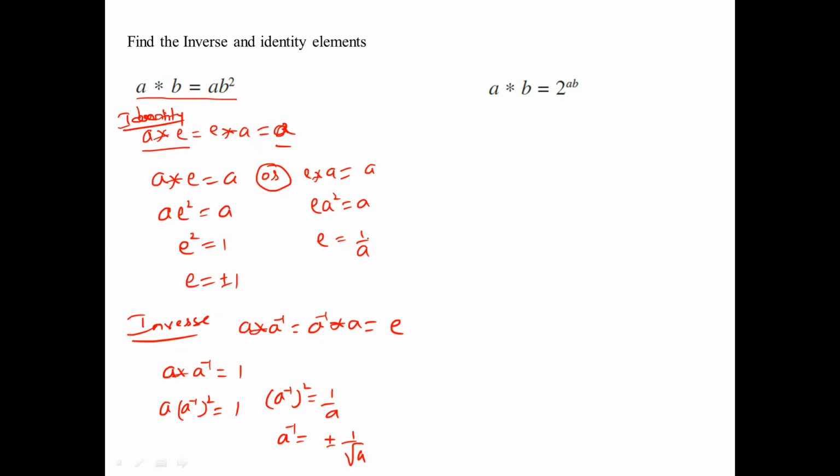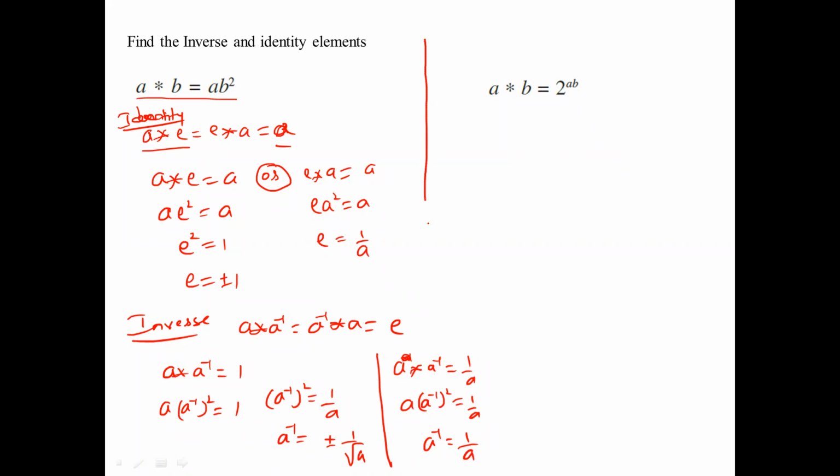Otherwise you can take the E value as 1 by A also. If you take E as 1 by A, what will you get? You can write this one also, fine. A star A inverse equals E value, and you consider E as 1 by A. Now write this as A inverse square equal to 1 by A. Then A inverse square means you get 1 by A. This is the required answer.